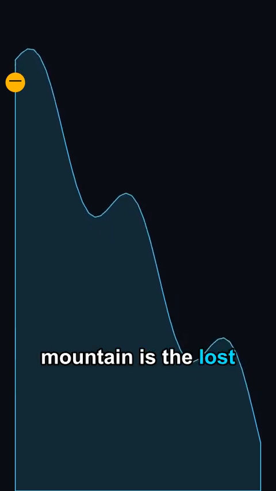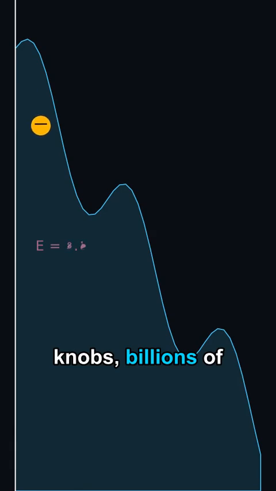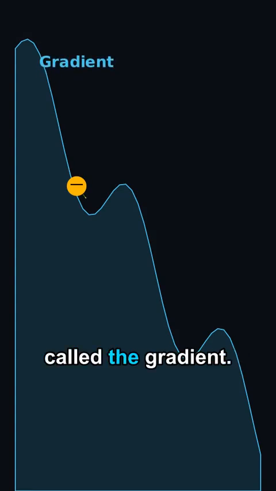The mountain is the loss landscape. Every possible setting of the network's knobs, billions of them, puts the hiker somewhere on this terrain. Height is how bad the network's guesses are. Our blindfolded friend just wants to go down. The slope underfoot is called the gradient.